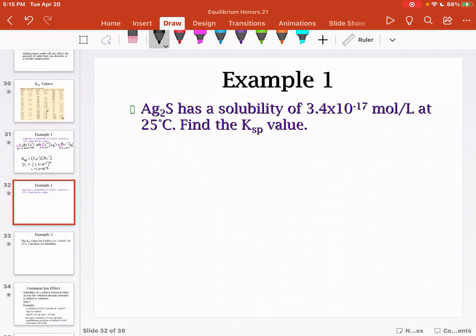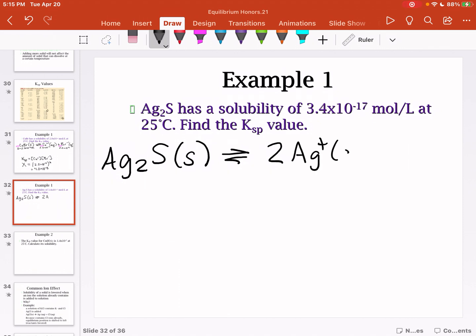So now let's try another example, and I'll show you how this one is a little bit different. If I have silver sulfide, that is also an insoluble solid, and we're trying to see how soluble this insoluble solid is. And now what's the difference? I get 2 moles of silver ions for every 1 mole of silver sulfide due to that subscript of 2. And my sulfide ion is -2.